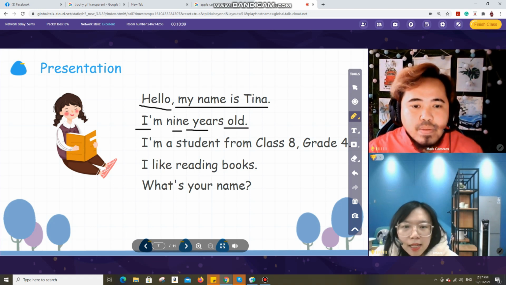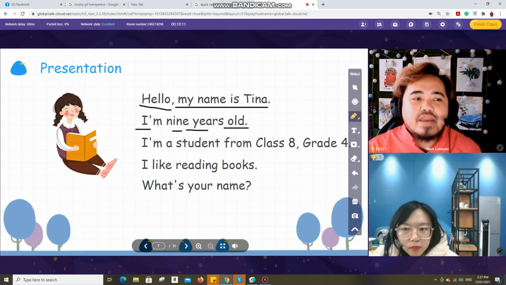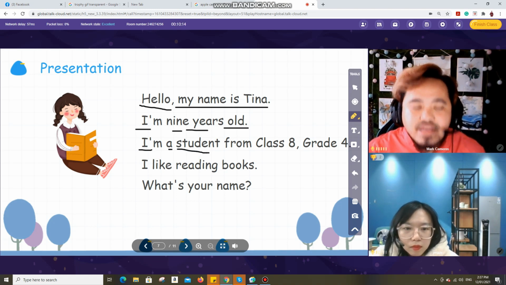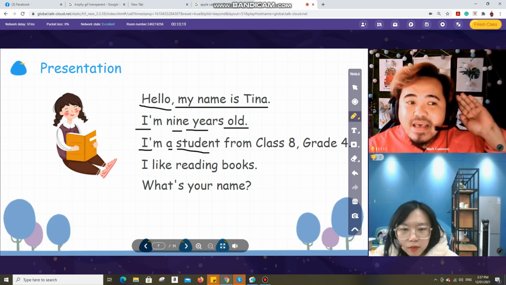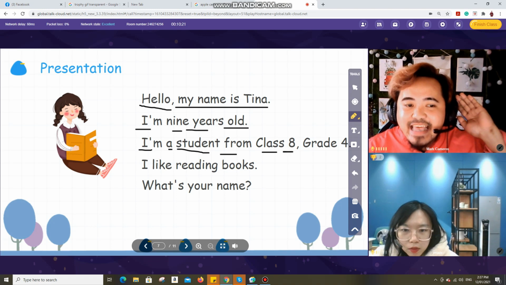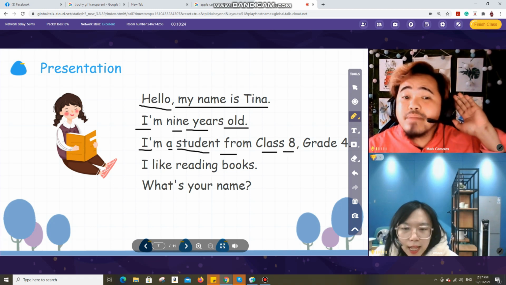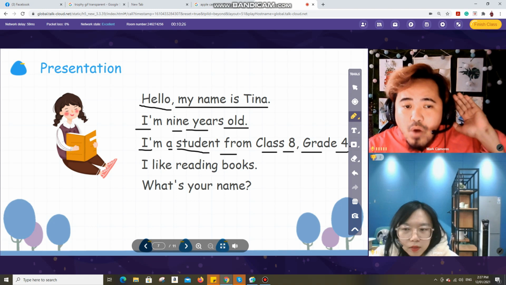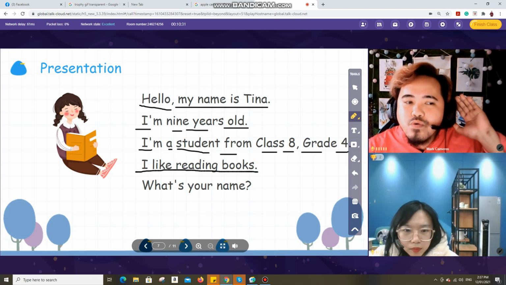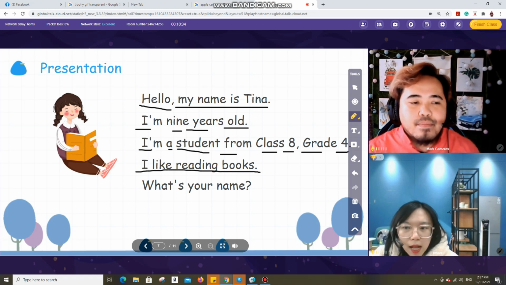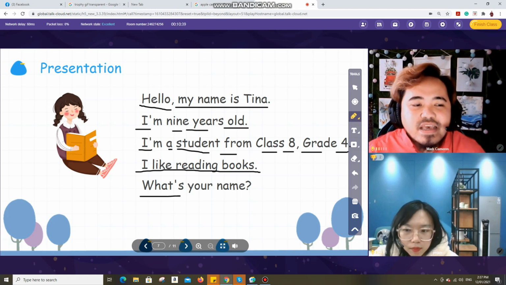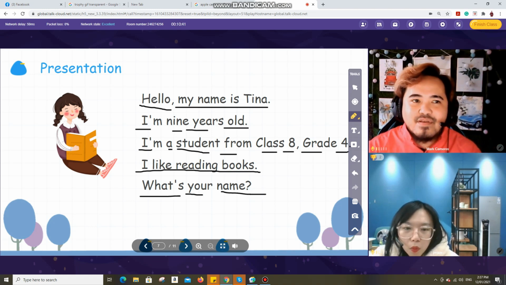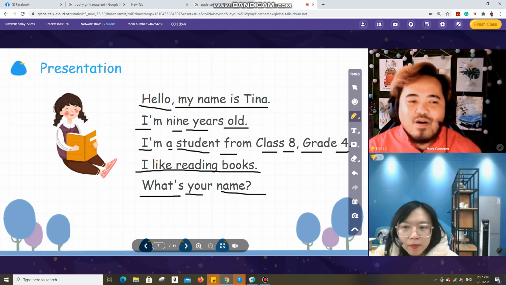I'm 9 years old. Okay, very good. Now, I'm a student. From class 8. Grade 4. I like reading books. What's your name? Okay, very good.